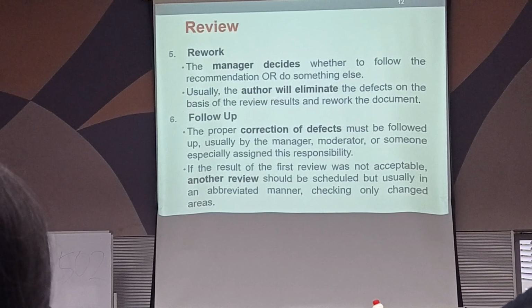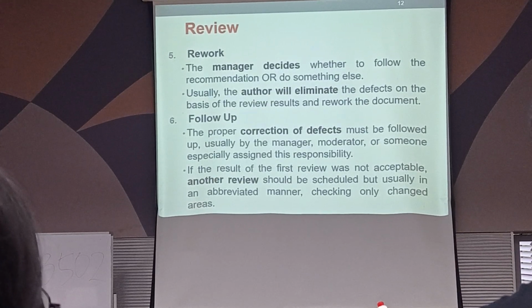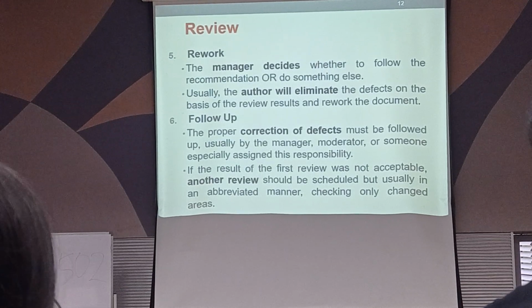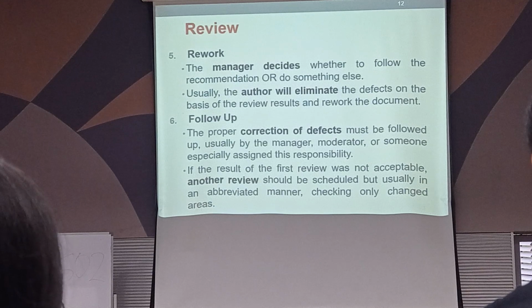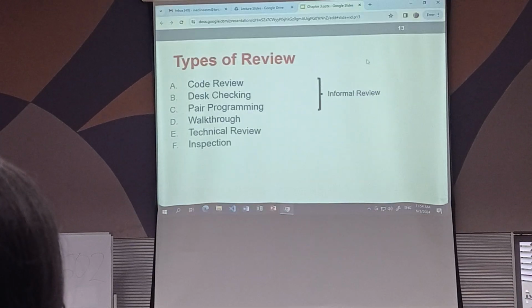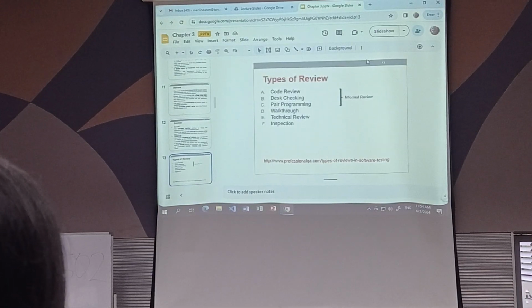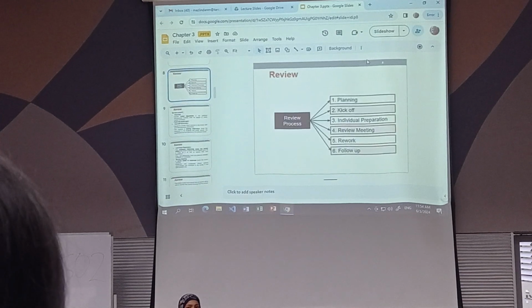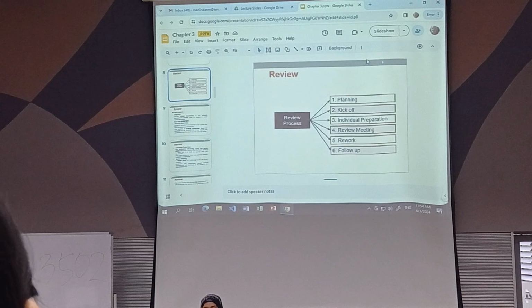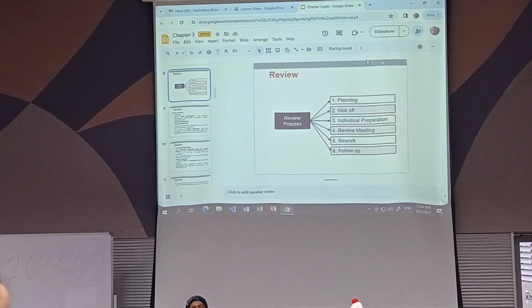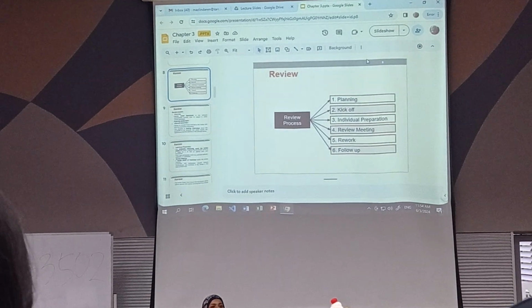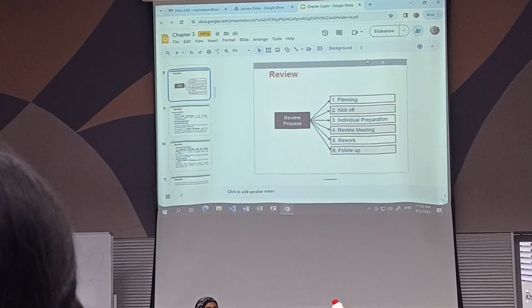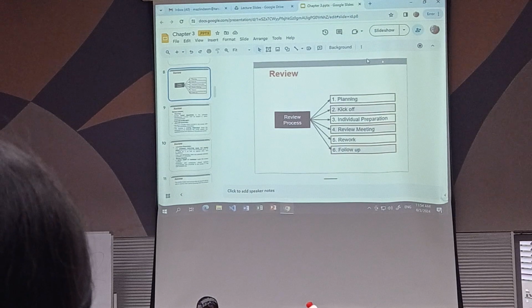So once the documentation is finalized, we can end the review. If not, the review will keep on happening. Okay, so that will be the sixth process of the review. So make sure you remember the flow. Start from planning, kick off, individual preparation, review meeting, rework, and the last one is follow up. Okay, so we will stop here, then we will continue the balance part.